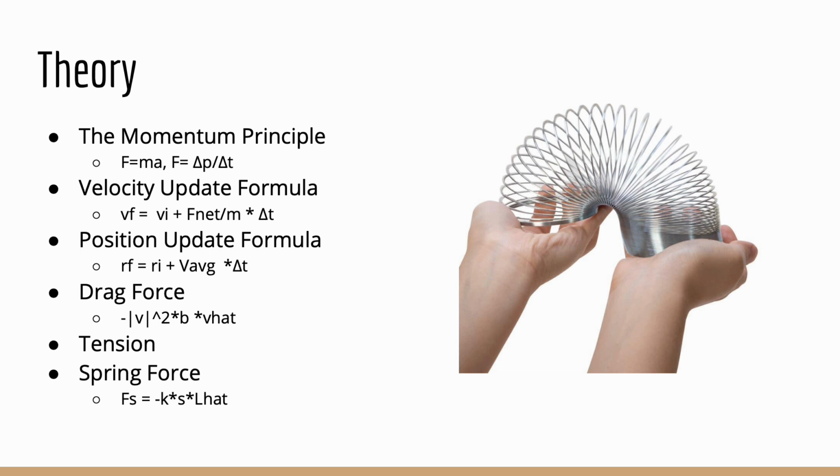Drag force is given by the magnitude of velocity squared times the unit vector v hat times the proportionality constant of drag, b. This will let us know how much air resistance is impacting the path of the Slinky.